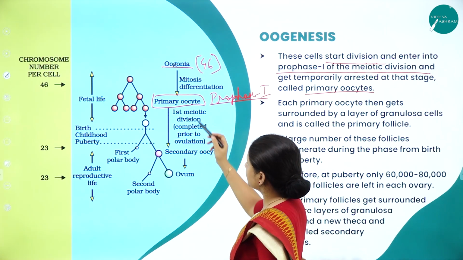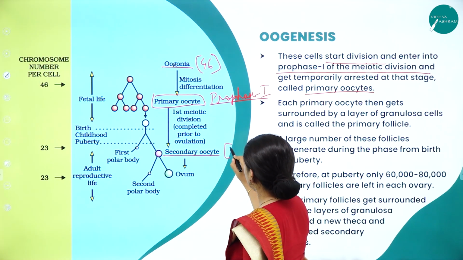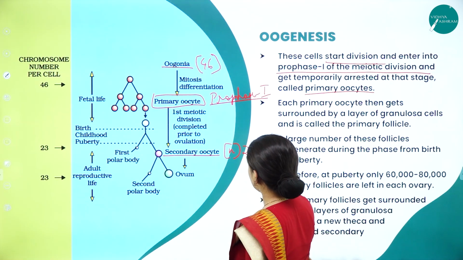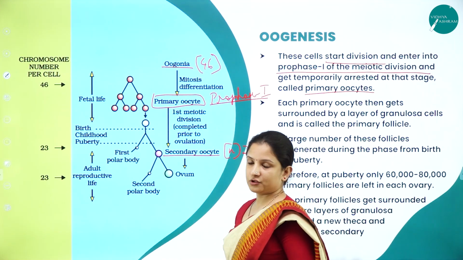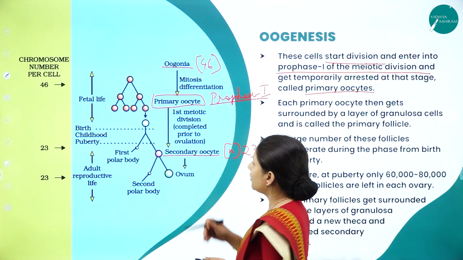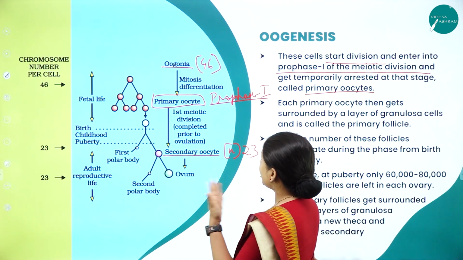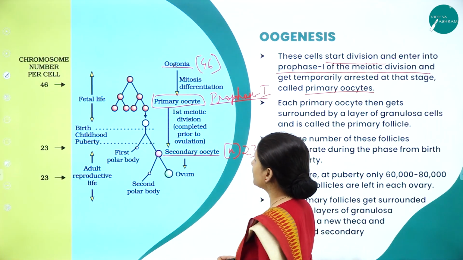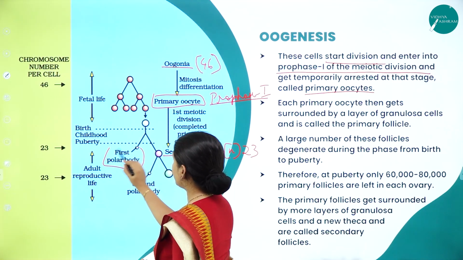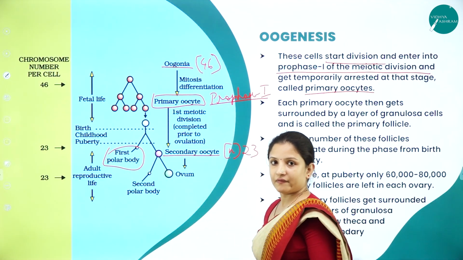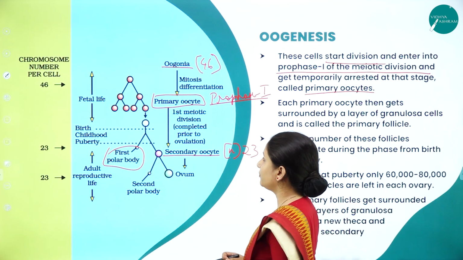Later on, it will undergo its first meiotic division and it will form the secondary oocyte. Now it will have N, that is 23 chromosomes. Then it will get converted into the ovum. So here only one ovum is being produced. Now there are many oogonia. What will happen to the other oogonia? The other oogonia will form the polar bodies and they will leave away. They will not participate in the further steps. They'll form the polar bodies.